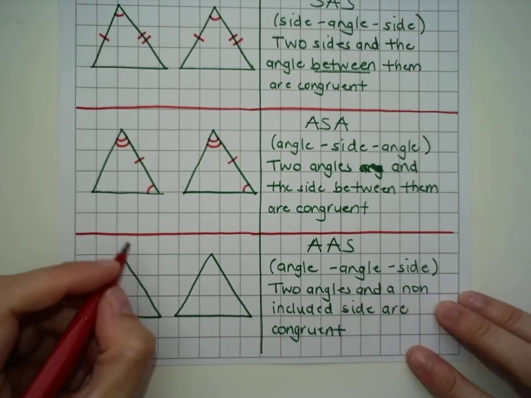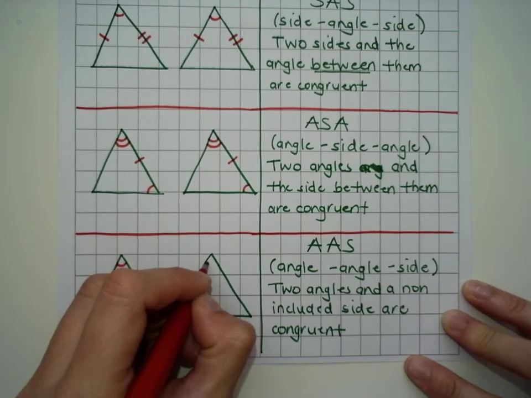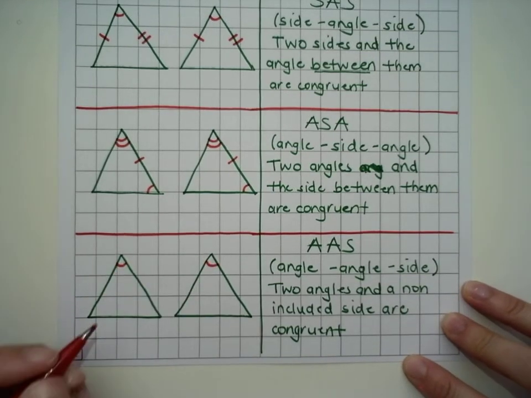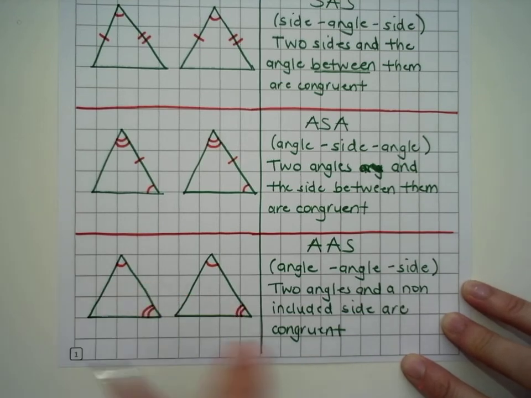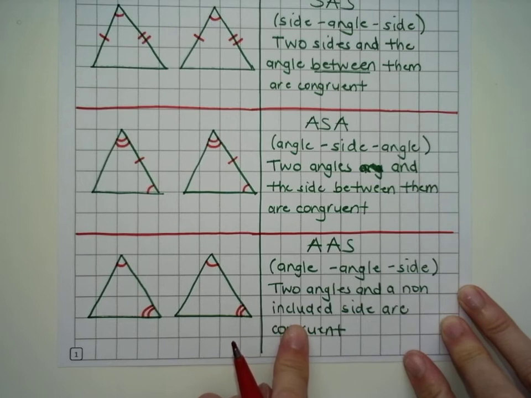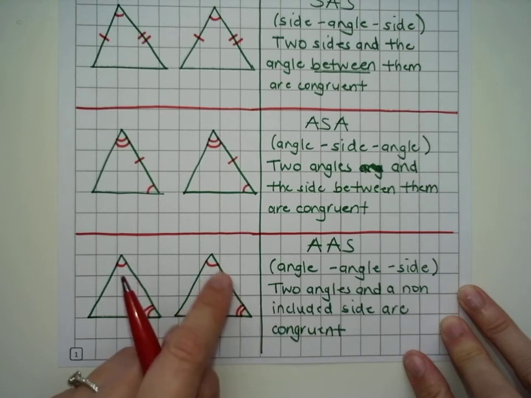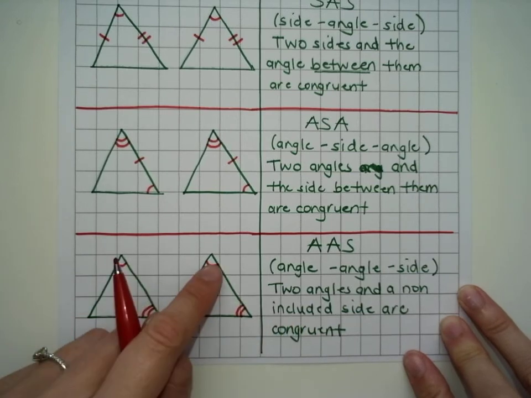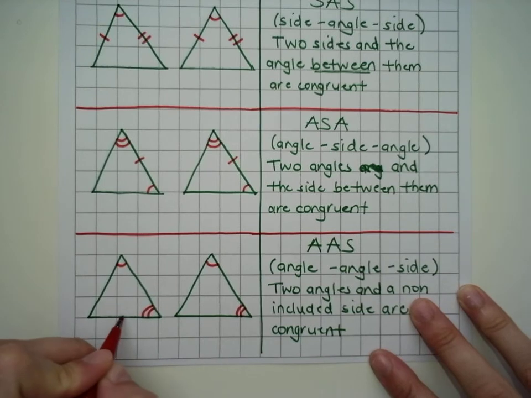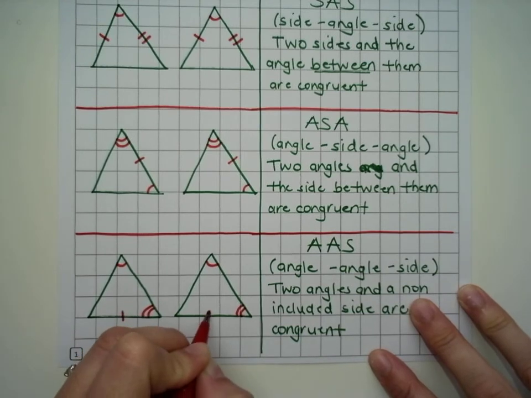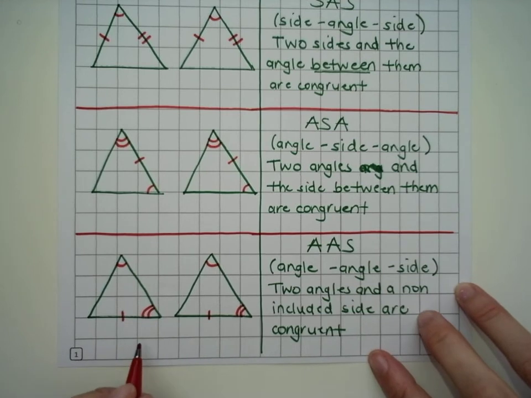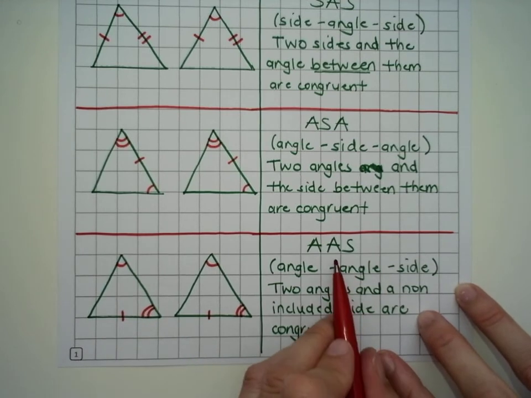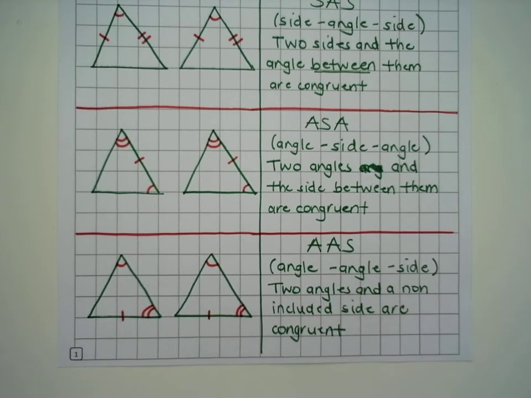So we have this angle is congruent to this angle. This angle is congruent to this angle and a non-included side. So that means it doesn't have to be the side between the two angles. Okay, so this could be our non-included side. If these sides are congruent, then we know that these triangles are congruent according to the angle angle side theorem.